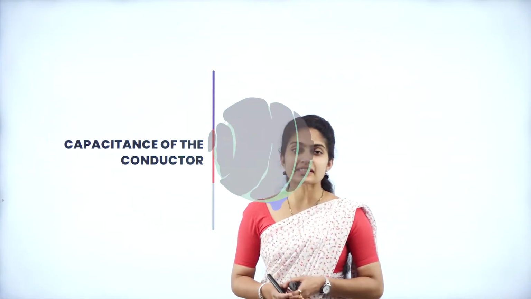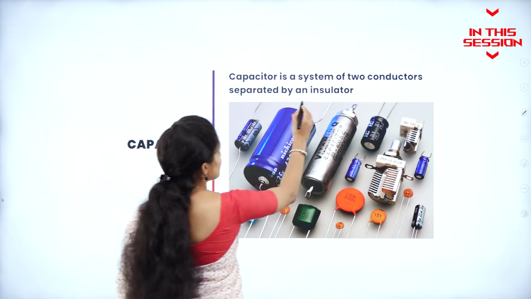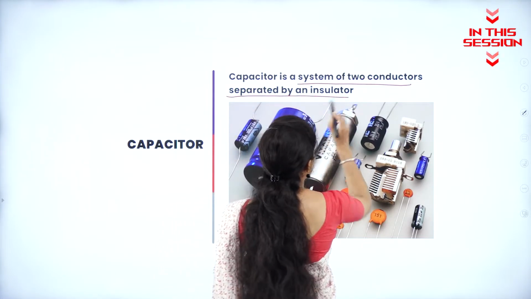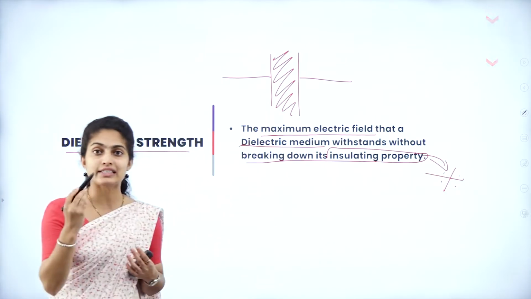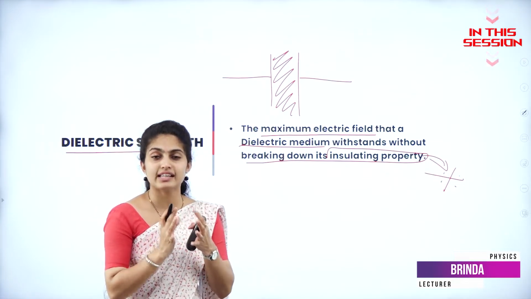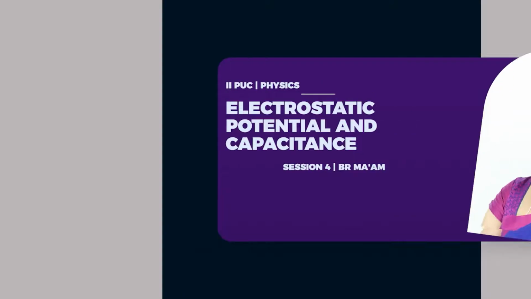The charge is carried by the conductors, because of which we can tell that the electrostatic potential of that conductor increases. A capacitor is the system of two conductors which is separated by an insulator. So the maximum electric field that a dielectric medium withstands without breaking its insulating property is said to be its dielectric strength.